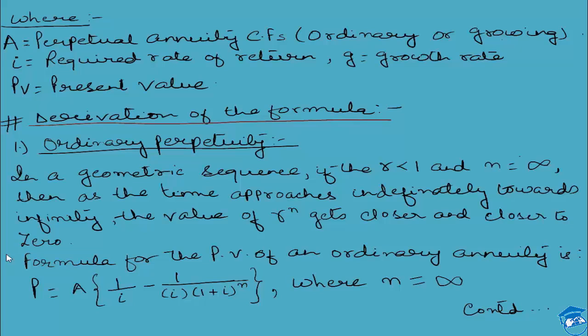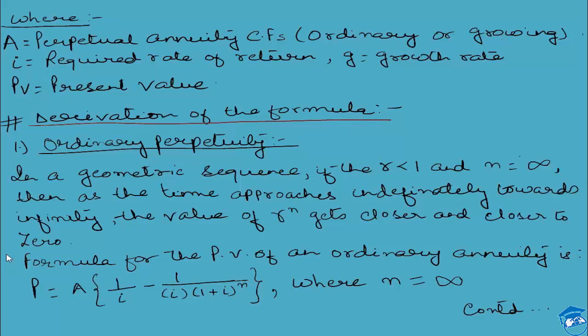So if n is infinity and r is less than 1, then as we are moving more towards infinity, or as we are going deeper and deeper, farther and farther into the length of time, the term r to the power n gets closer and closer to 0, till a point comes when it is almost 0. We can safely assume that r to the power n is equal to 0.